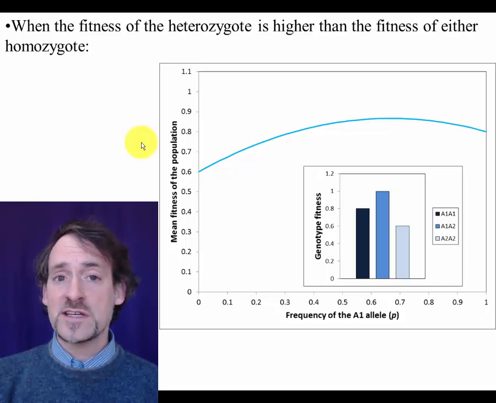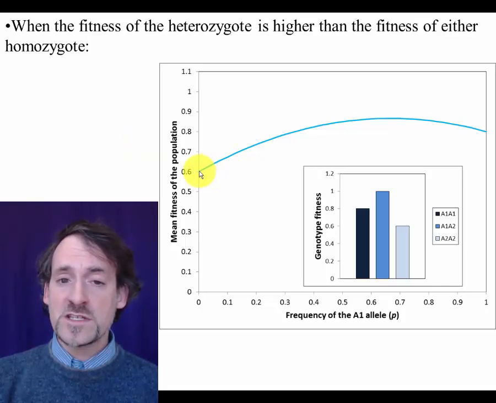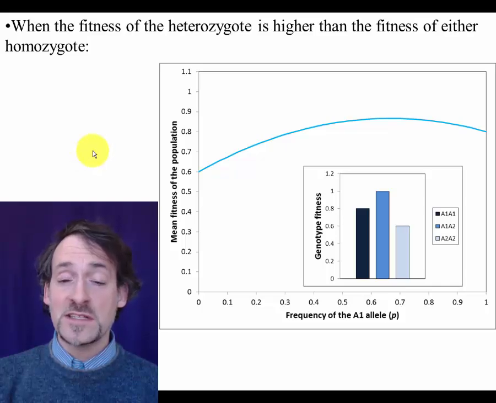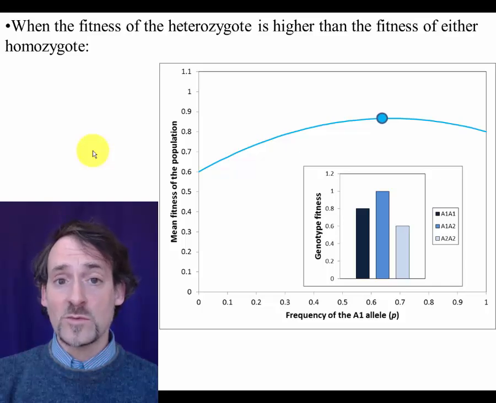Well, it's what I said last time. Allele frequencies are going to evolve uphill. Natural selection is going to push the population uphill until it's at a maximum. But in this case, it doesn't mean that one of the alleles is going to be driven to extinction.